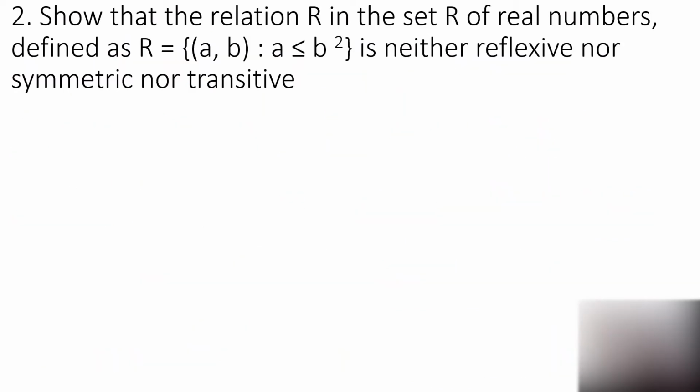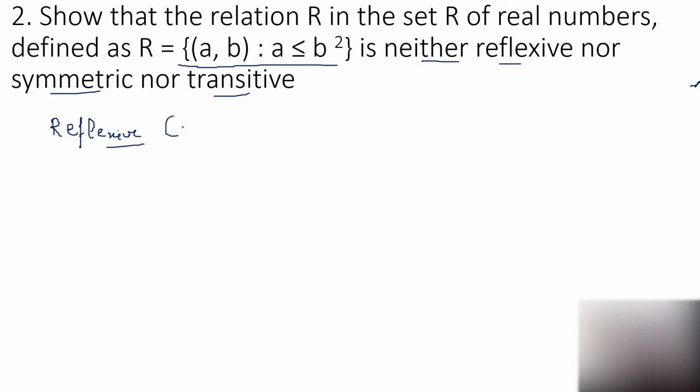Very first, show that the relation in the set R of real numbers defined by R equals (a, b) such that a is less than or equal to b square is neither reflexive, nor symmetric, nor transitive. Let's start one by one. Let us consider reflexive. We are supposed to prove that this is not reflexive, so we just need a counter example.